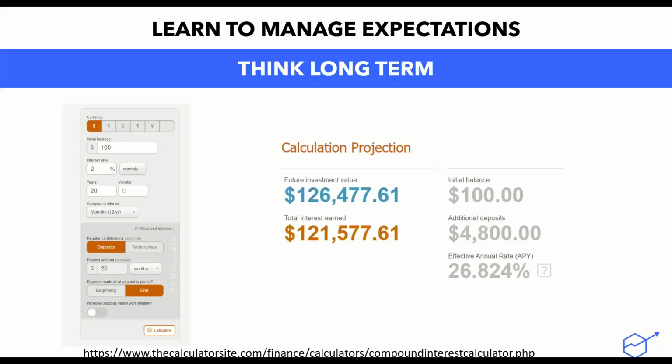But if you can compound those returns on a monthly basis, and you can make some small contributions along the way, $20 in this instance, and you can do that over 20 years, you could potentially grow that $100 account to be worth $126,000. And that is the power of compounding and having a long-term approach to financial markets.